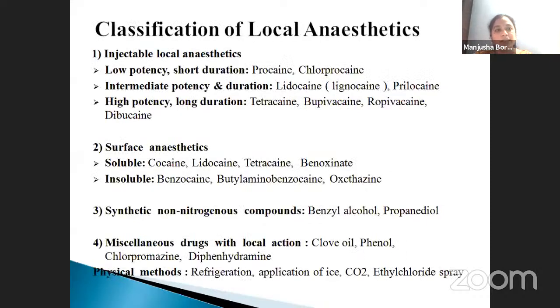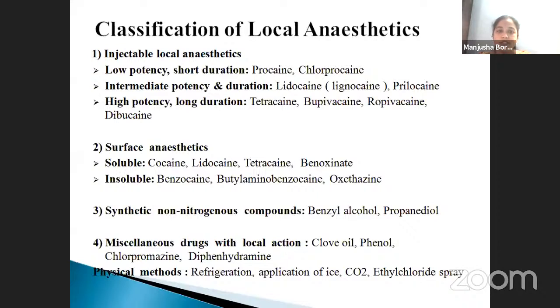Local anesthetic agents are classified into four main categories. Injectable local anesthetic agents: we have low potency, short duration drugs; intermediate potency, intermediate duration drugs like lidocaine; and high potency, longer duration drugs like tetracaine and bupivacaine. We have surface anesthesia, soluble as well as insoluble: cocaine, lidocaine, tetracaine, and insoluble benzocaine, butyl aminobenzoate.